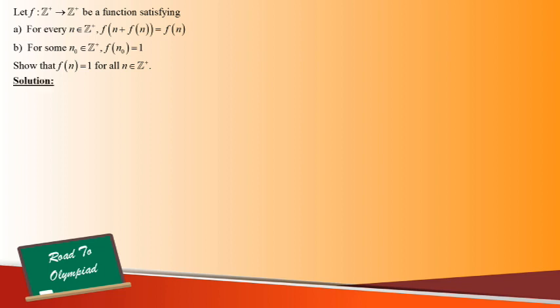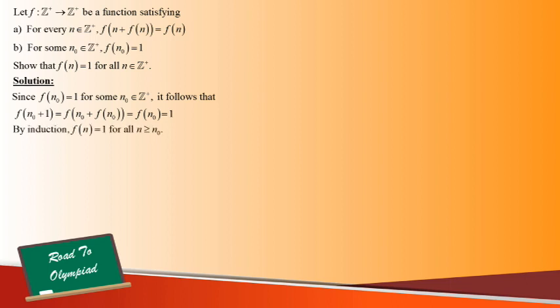To solve this problem, we start by doing the induction work. Since f(n0) = 1 for some positive integer n0, it follows that f(n0 + 1) = f(n0 + f(n0)), since 1 is equal to f(n0). This is equal to f(n0) by condition A given by the problem, and by condition B, this is also equal to 1. Therefore, by induction, f(n) = 1 for all positive integers n greater than n0.